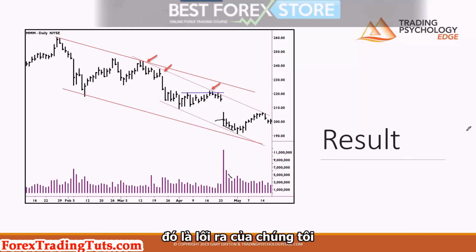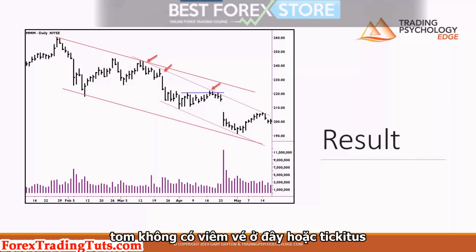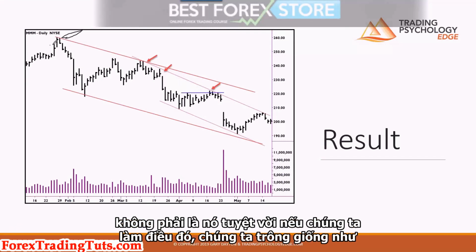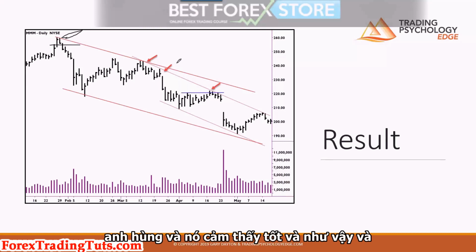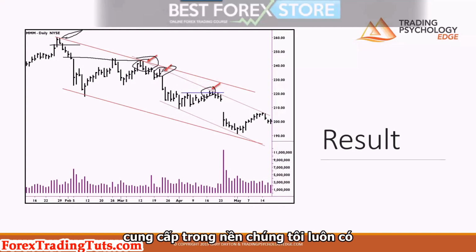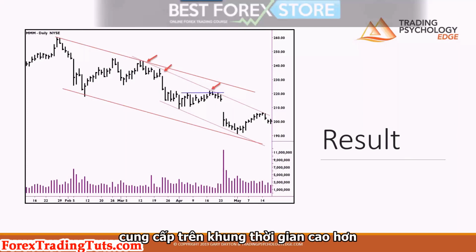Okay, that's our exit. So, Tom, no ticketitis here. We don't need to get short up in here. This is a risky trade up in here. We don't know if it's going to play out or not. It's great if we do it. We look like heroes and it feels good and so on and so forth. I'm telling you, by this method, these are the best because we always have supply in the background. We always have supply on the higher time frame. And that's what's going to drive us down.